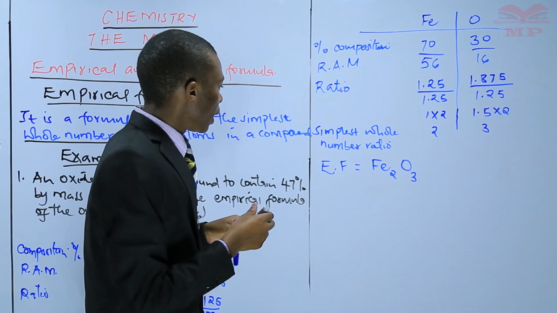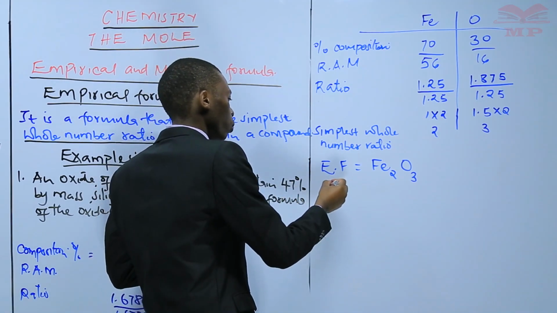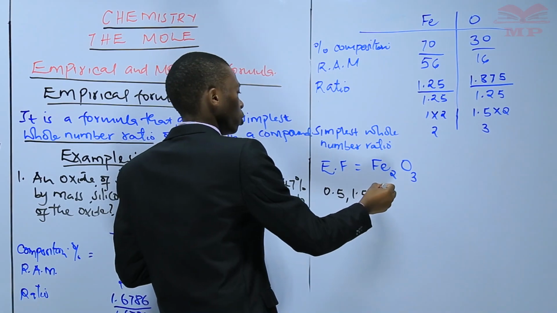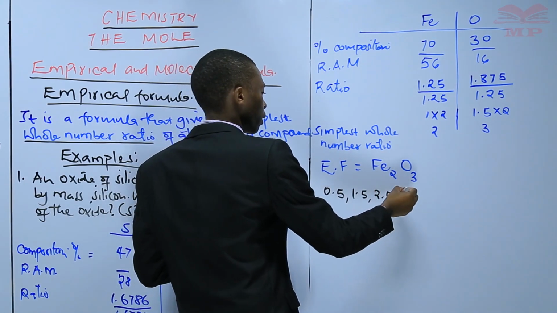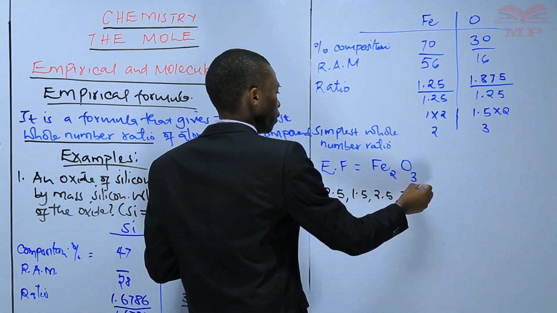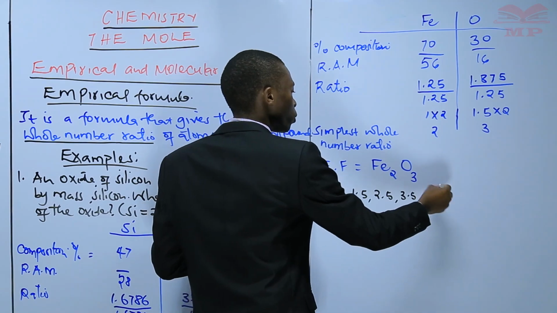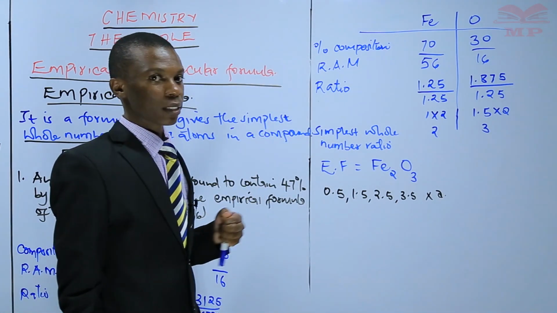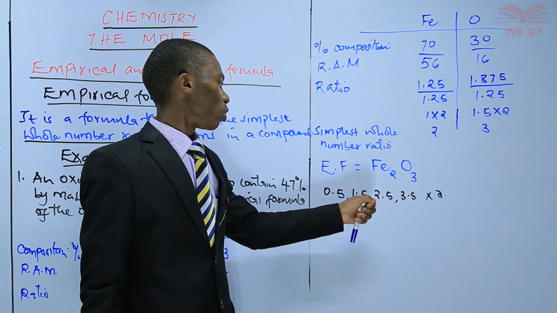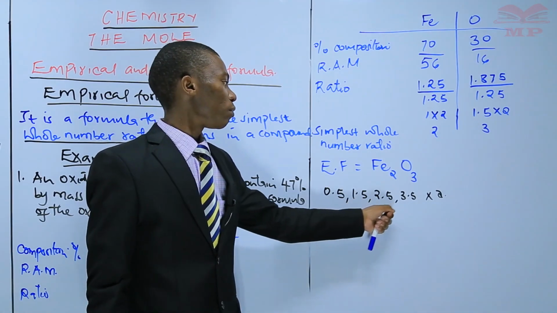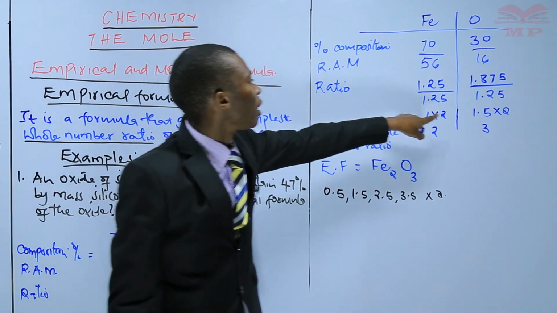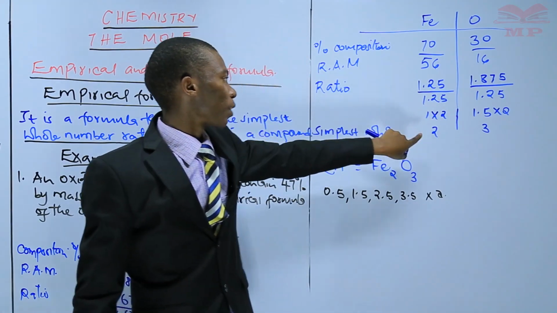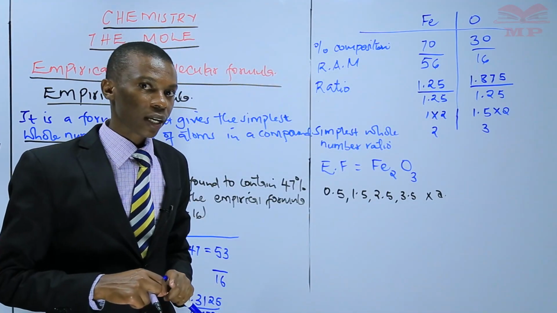Therefore, anytime you get a 0.5, a 1.5, a 2.5, or a 3.5, you always multiply by 2 to make them whole numbers. That is when you get 0.5, 1.5, 2.5, 3.5. Now in the ratios, at this point, not anywhere else, you do this to make them whole numbers.